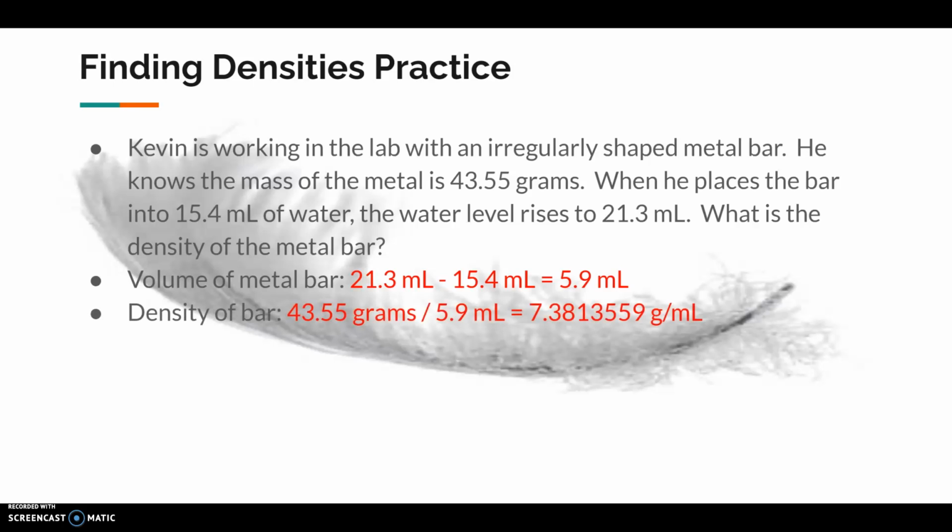Next, we take the mass and divide it by the volume. 43.5 grams was the defined mass, and we divide it by the volume which we've just calculated, 5.9 mL. We obtain 7.3813559 grams per mL. Our rounded answer is 7.4 grams per milliliter.